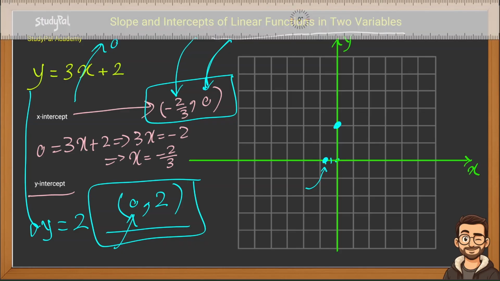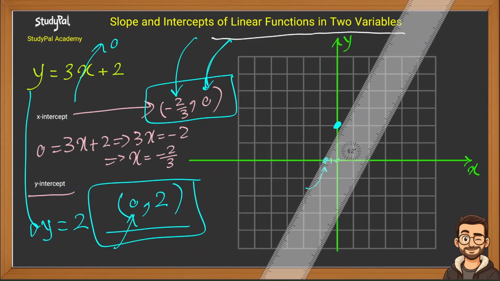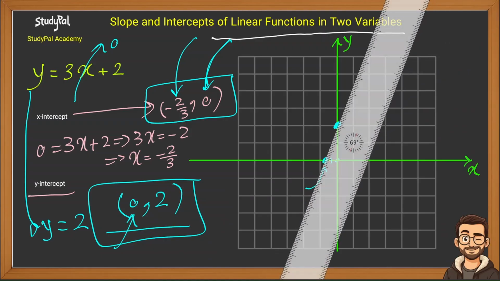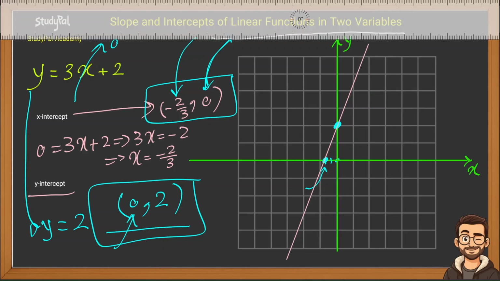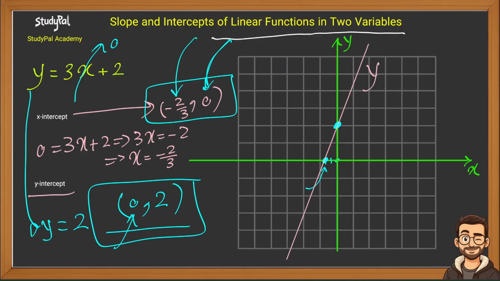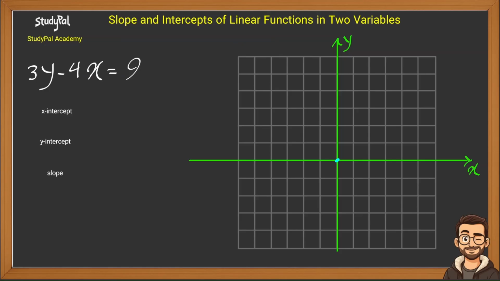And this will be our point. So the final step is to connect these 2 points with our ruler to get our final line. And here it is. It is y equals 3x plus 2. Let's move on to the next example. In this example, if I ask you what is the slope, it is not minus 4. We're going to work on that later.